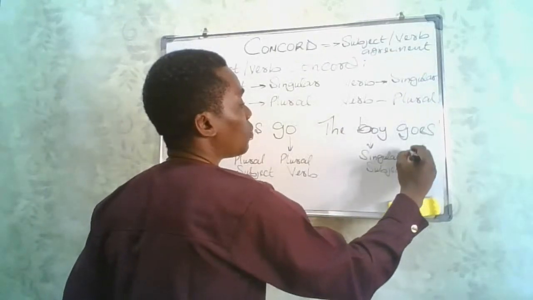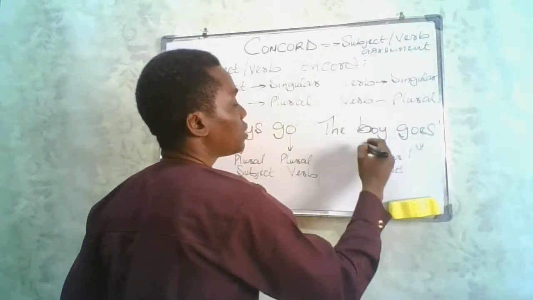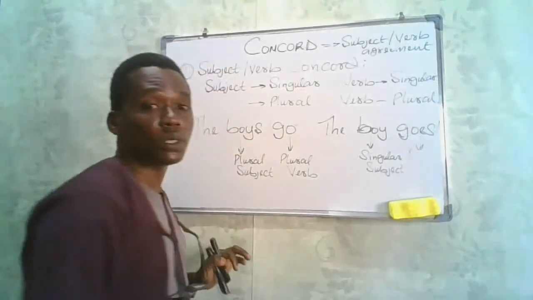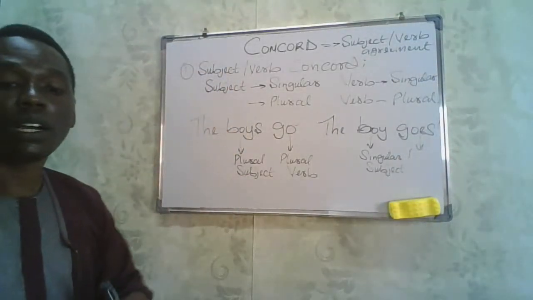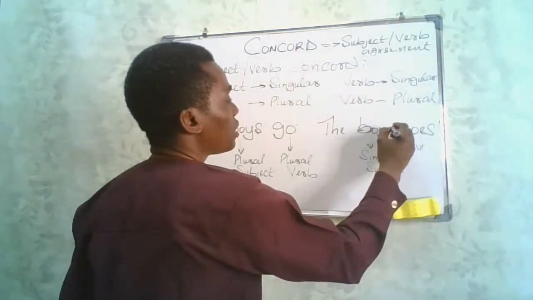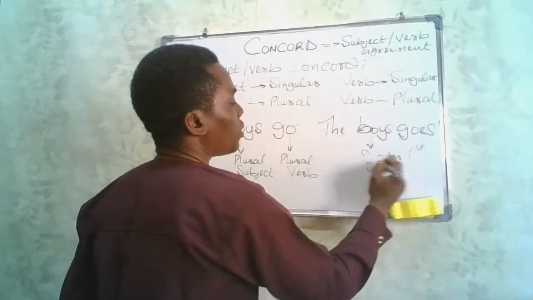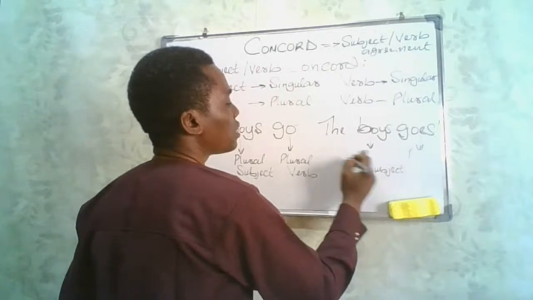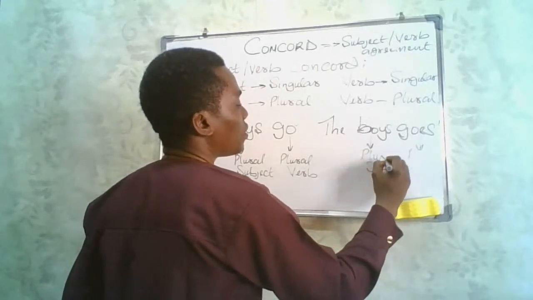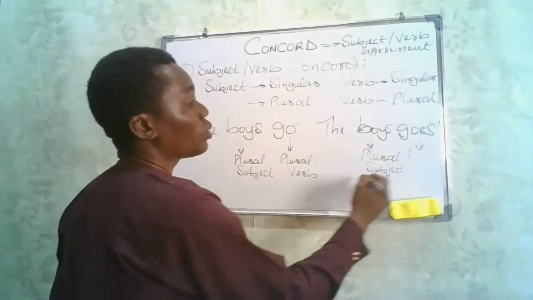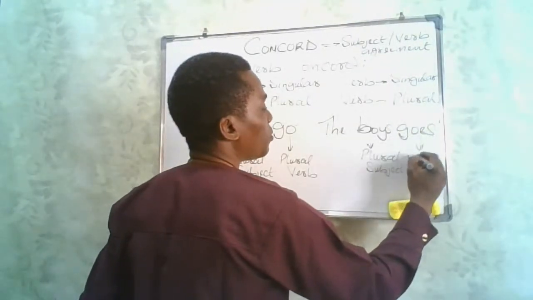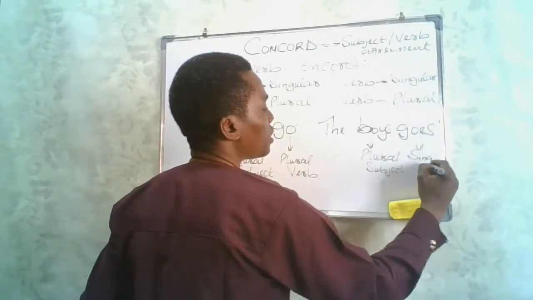And then this is a singular subject, and this is a singular verb. The boys, sorry, this should be S. This is a plural subject, and it should go with a plural verb, but the verb is singular.